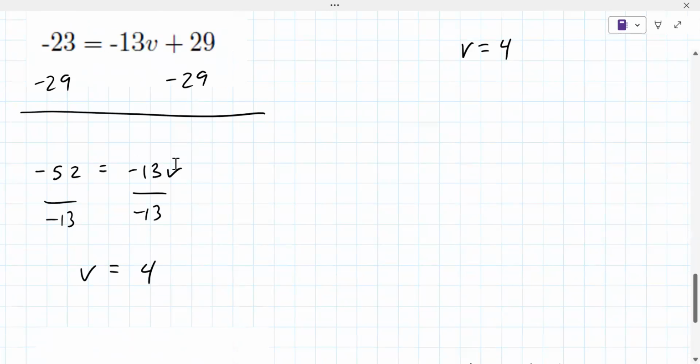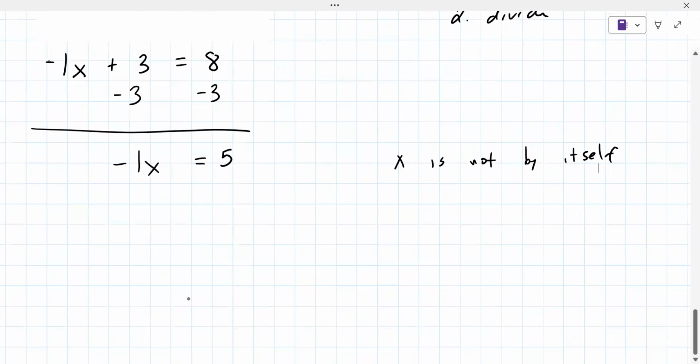What is the number in front of the variable? Negative 13. What do we divide both sides by? Negative 13. We just divide negative 13 by negative 13. You divide by the number in front of the variable.